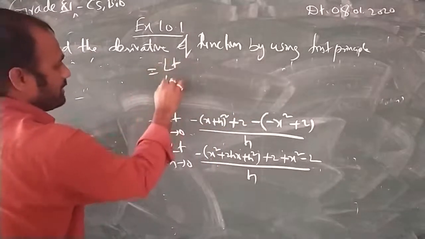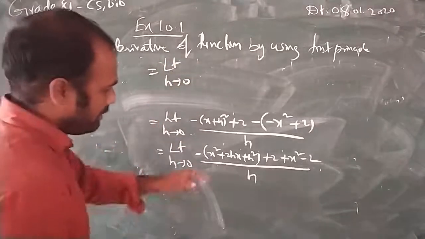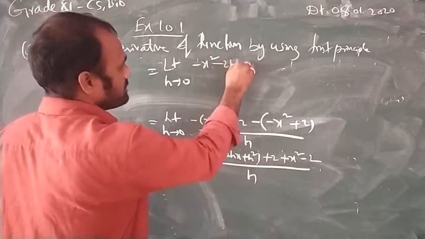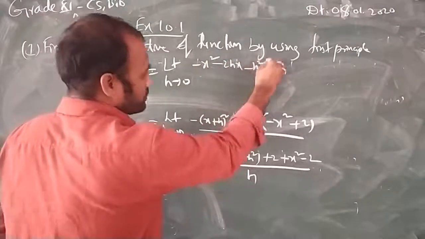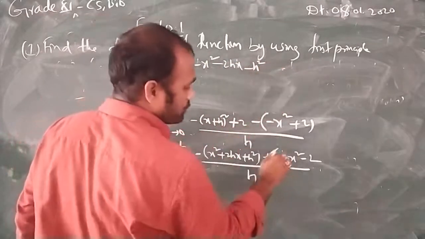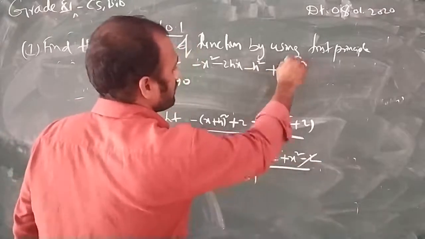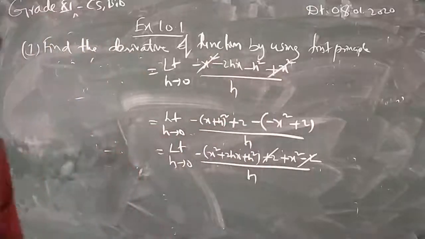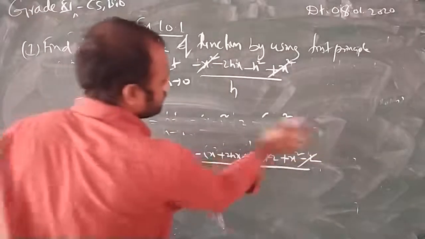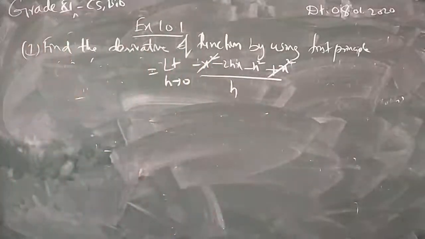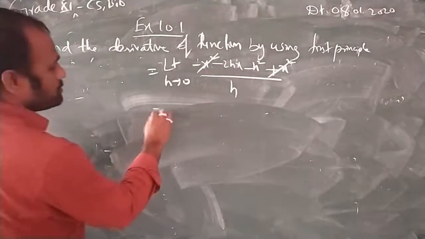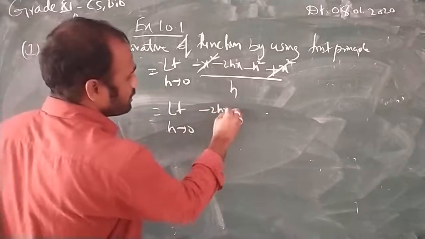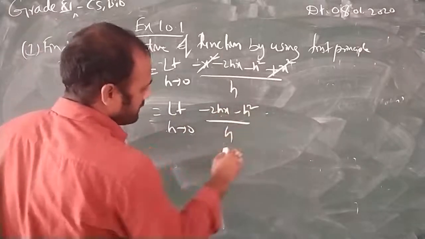Limit h tends to 0. If I open the bracket, it will be minus x square minus 2hx minus h square plus 2 minus 2 gets cancelled plus x square divided by h. So minus x square plus x square gets cancelled. So that is limit h tends to 0 minus 2hx minus h square by h.